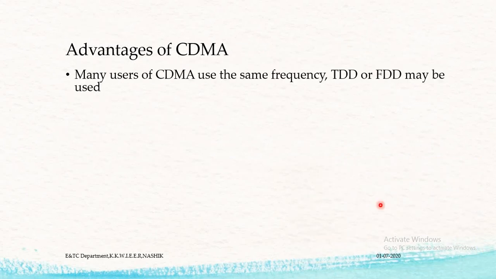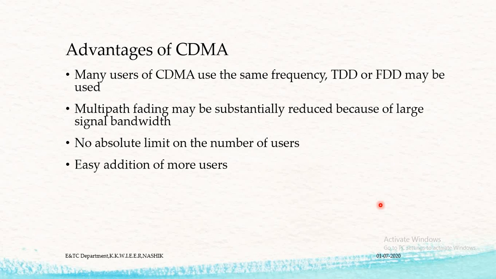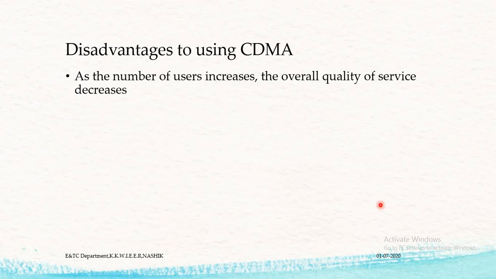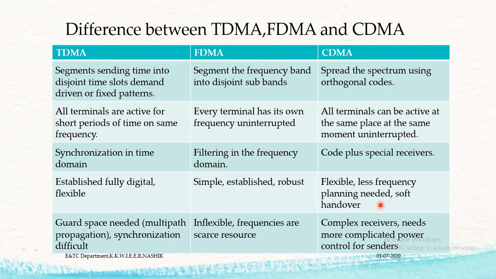Advantages of CDMA: many users of CDMA use the same frequency. TDD and FDD may be used. Multipath fading may be substantially reduced because of the large signal bandwidth. No absolute limit on the number of users is a major advantage, and more users can be added easily. It is impossible for a hacker to decipher the code sent. Better signal quality. No sense of handoff when changing cell. Disadvantages of CDMA: as the number of users increases, the overall quality of service decreases. Self-jamming. Now, the difference between TDMA, CDMA and FDMA.